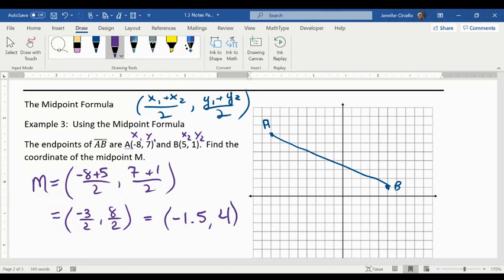So according to the formula, let's see how good our picture is. The midpoint is at negative 1.5, so between negative 1 and negative 2, 4. 1, 2, 3, 4. So it looks like it's right there. So that's where M is, and it makes these two the same.